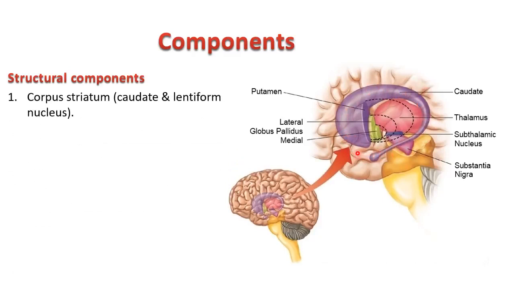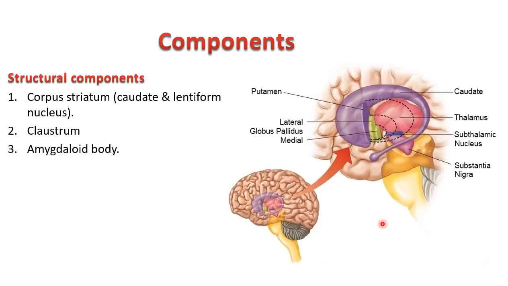caudate nucleus. And then a little laterally you have another mass of gray matter, which is called the lentiform nucleus. These both are called the corpus striatum. Corpus means body, and striatum means striation. In voluntary muscle you come across cross striations in a microscopic view, so stripes or lines. I will tell you in a short while why it is called corpus striatum.